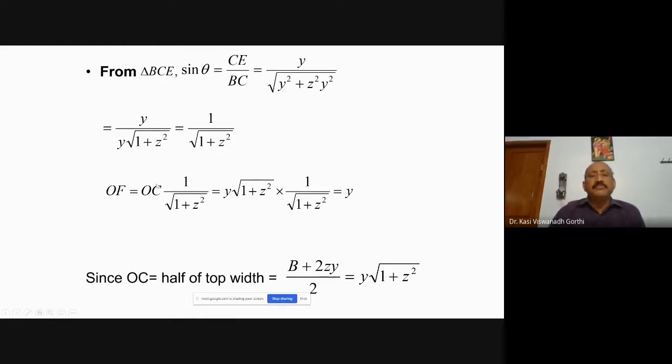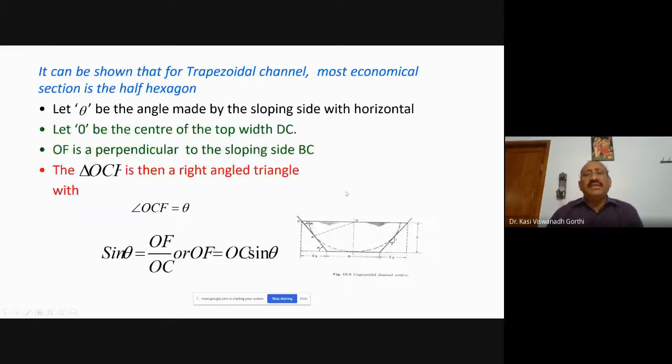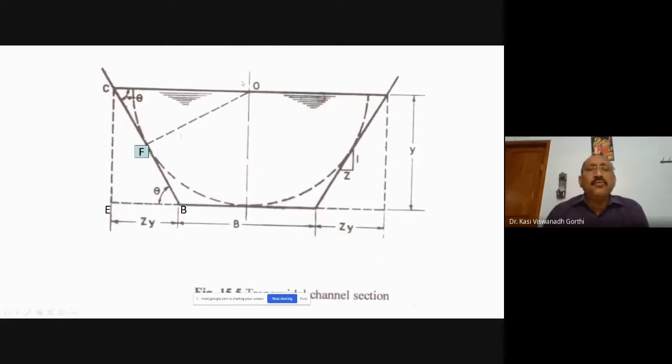So substitute here. OC is y root 1 plus z square into 1 by root 1 plus z square. Now, root 1 plus z square, root 1 plus z square gets cancelled. OF would be equal to y. What is OF in the figure? Let us go back. What is OF? OF is equal to the depth of flow y here.